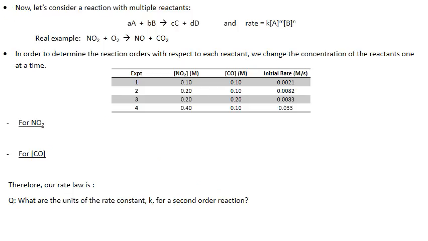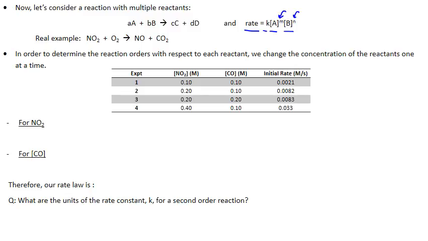All right, so now let's consider a reaction with multiple reactants. Let's take it a little step further, a little more complicated, where we have A reacting with B to yield two different products, C and D. Our rate law is still going to have the same format, where the rate is going to be equal to the rate constant for the reaction times the concentration of each of my reactants, A and B, to some order. So it's going to be some order with respect to A and some order with respect to B.